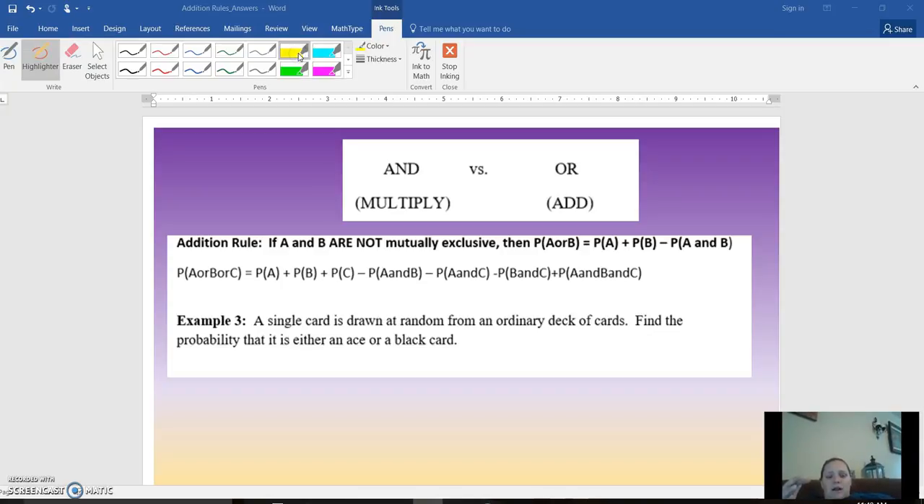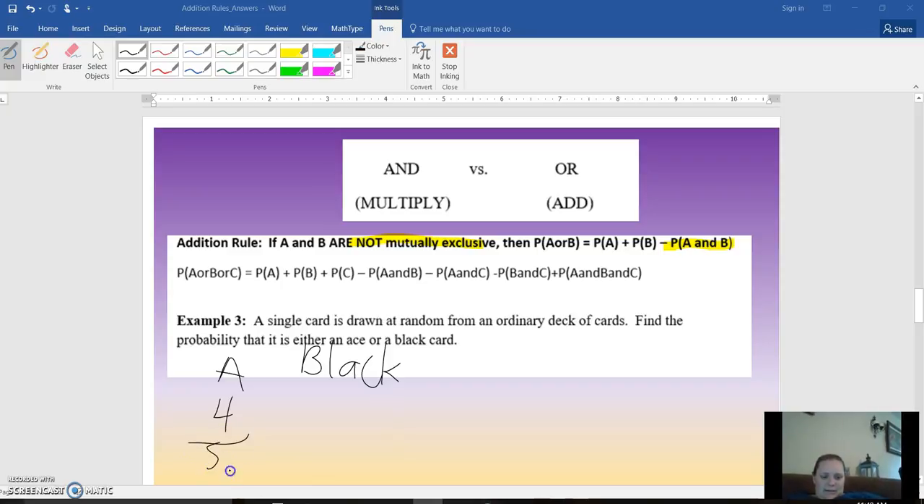Okay. But if they're not mutually exclusive, so that means there is some overlap, then you need to subtract what they have in common. So for example, let's do another problem like the one we did before. A single card is drawn. Find the probability it's an ace or a black card. All right, well, there are 4 aces in the deck, and the word or means to add.